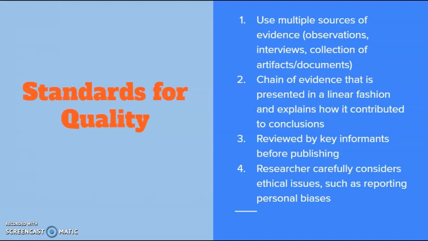The final standard for quality, and this is a very important standard, is that the researcher carefully considers ethical issues such as reporting personal biases. If personal biases are not addressed and the researcher is not aware of them, it can affect the results of the study. So it is important to be aware of those personal biases and keep them in check as the study goes forward.